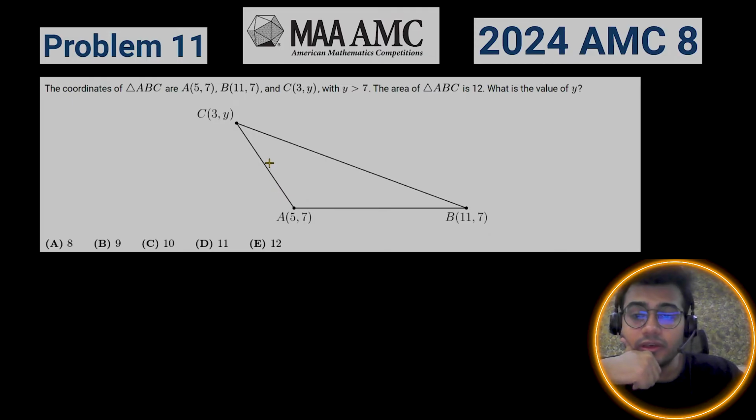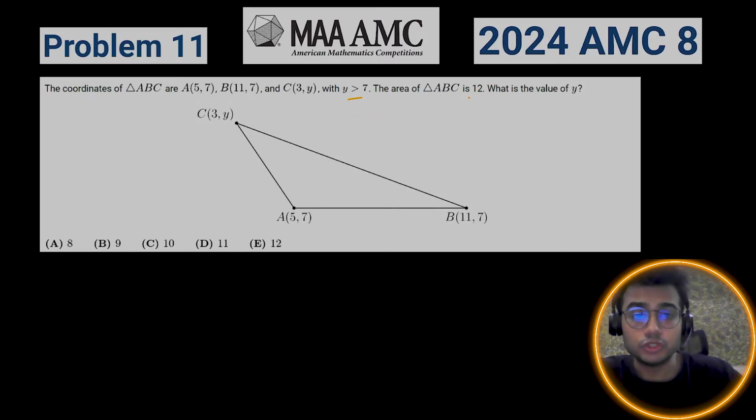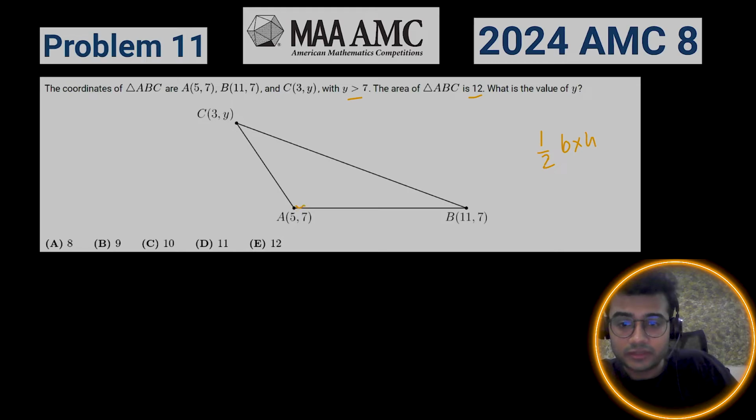Okay, so in this problem, they have given us the coordinates of these 3 points, A, B, C, and they're saying that y is greater than 7, and they've given us the area of this triangle, which is 12. Now, all we have to do is use the formula for the area of a triangle, which is half base length times height. So it's reasonable to just take this as the base. What is this length? It's going from x equals 5 to x equals 11. The y coordinate is the same, so that means it's a horizontal line. So that is 6.